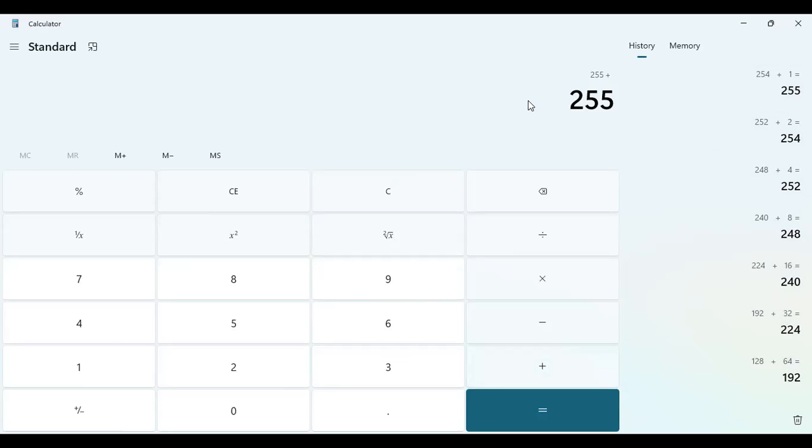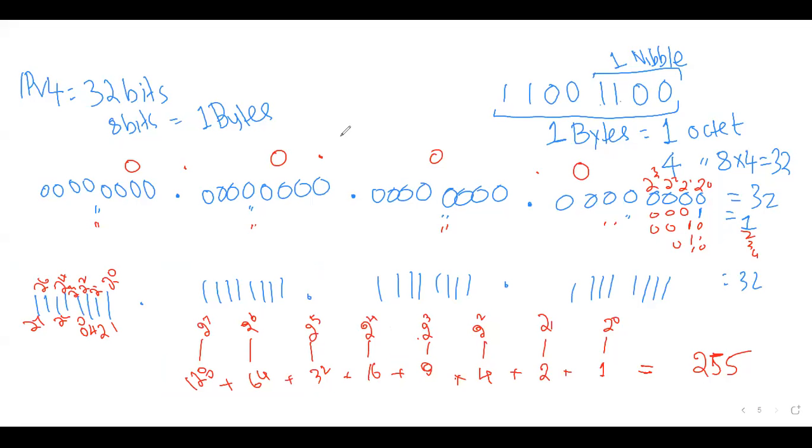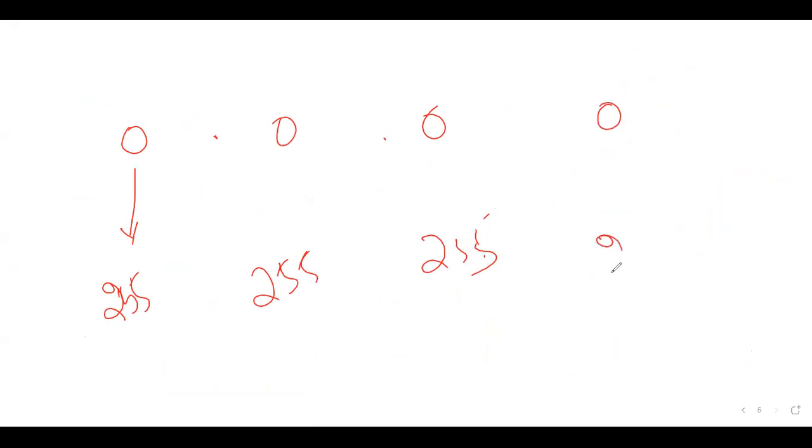It is altogether 255, which means your IP address will start from 0 and reach up to 255. This is one octet, or 8 bits, so each part runs 0 to 255. So this is your IP address, IP version 4, or any IPv4 address.